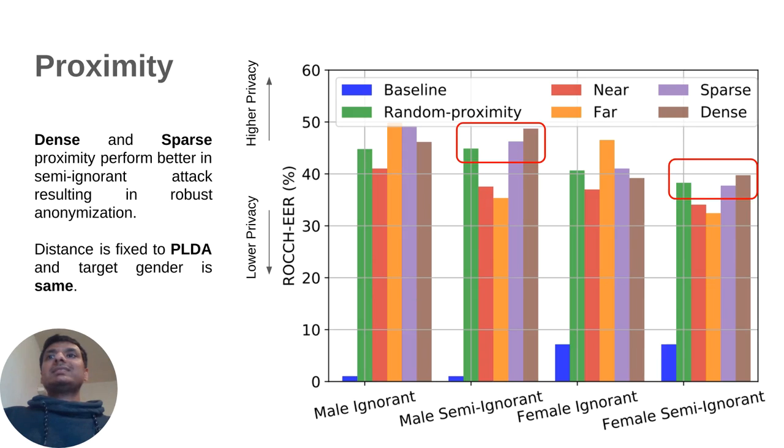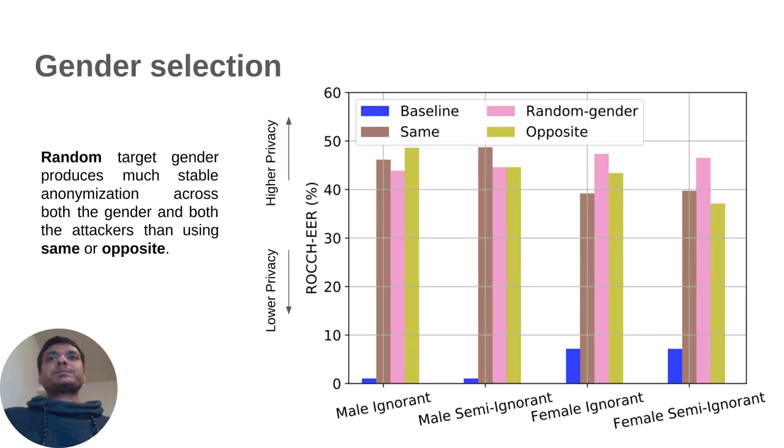Here you may notice that in the semi-ignorant case, the purple and the brown bar, which are the sparse and dense regions, perform much better than the rest of the regions. Here we fix the distance to PLDA, and the target gender is same. So we may say that dense and sparse regions are much more robust in terms of privacy.